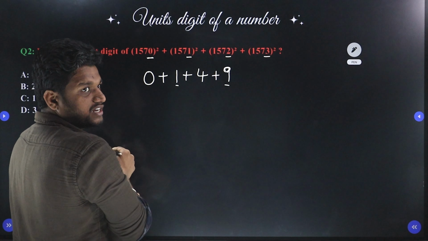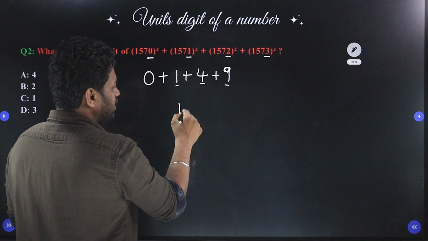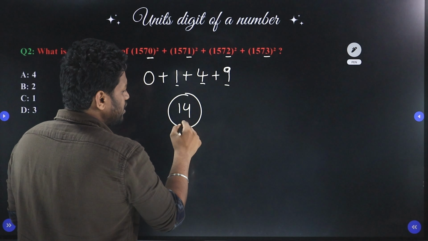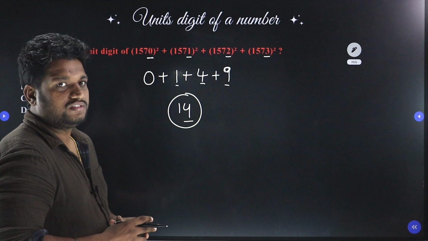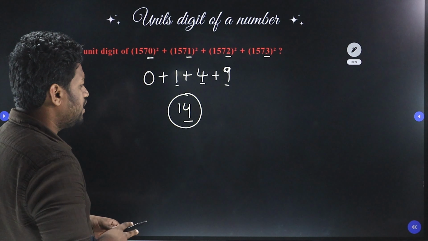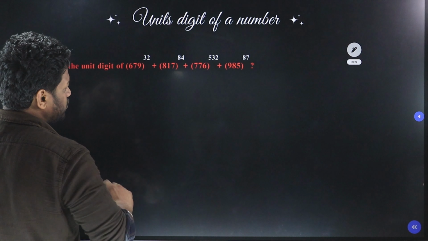9 plus 1 is 10. 10 plus 4 is 14. So in 14 what is my units place? My units place is going to be 4. That is your second question. Now let us move to the third question.